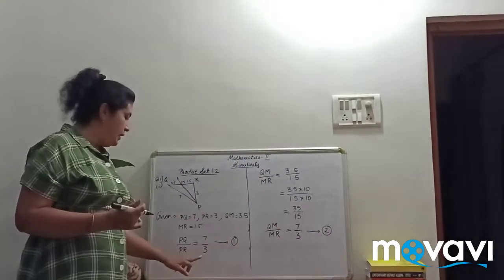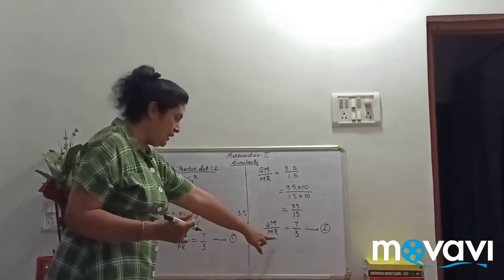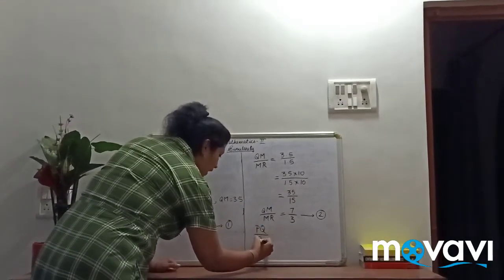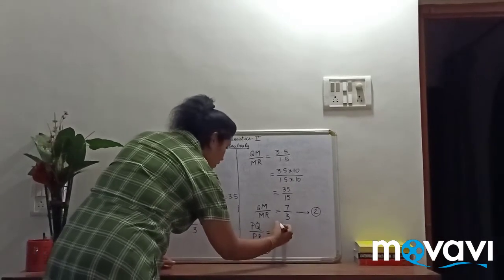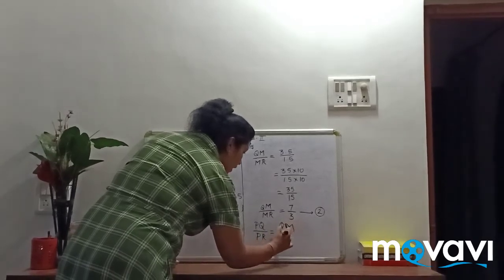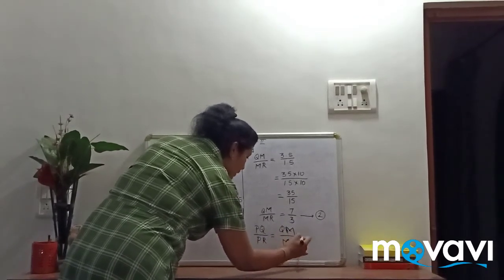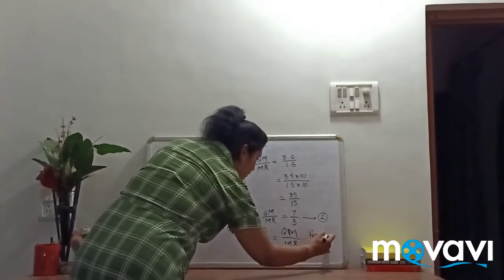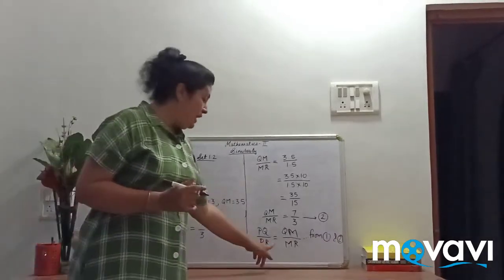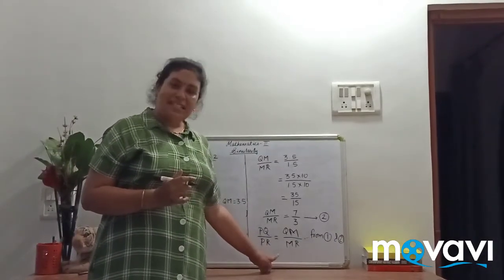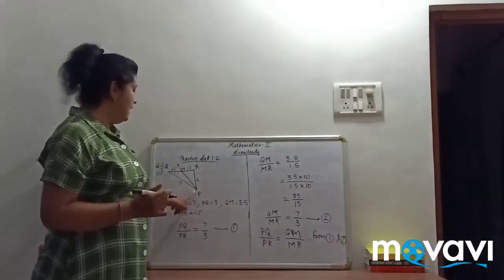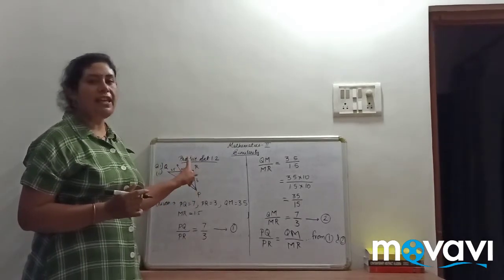What I find is that from my first step and my second step, PQ upon PR is equal to QM upon MR. Write down the reason: from 1 and 2. Okay. Now, if this is equal, what does that mean? If these ratios are equal, what does that mean? Yes, it means that PM is the bisector of angle P.